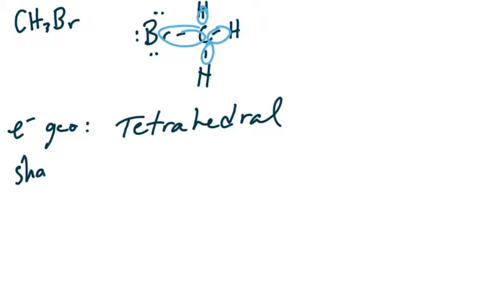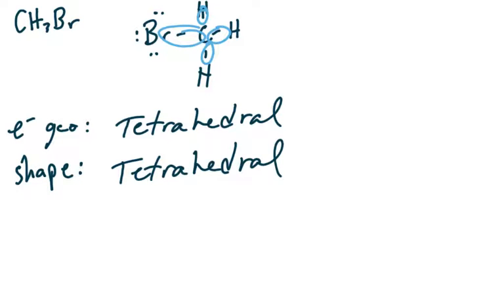Now the shape or molecular geometry, all 4 of these groups are bonding groups. So the shape is also tetrahedral, which means the angle must be 109.5 degrees.